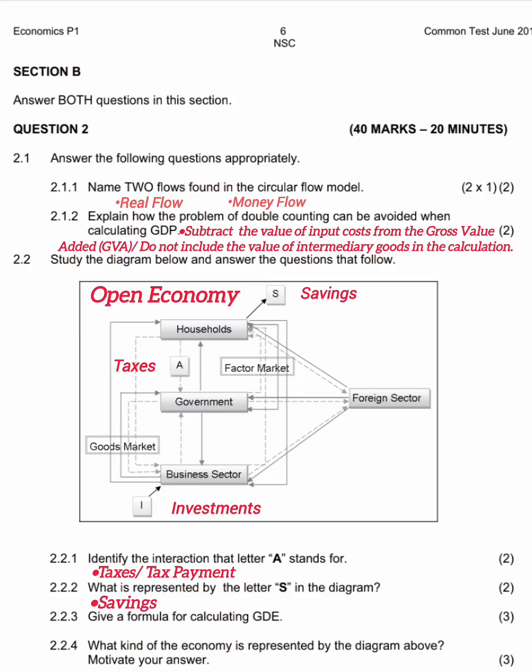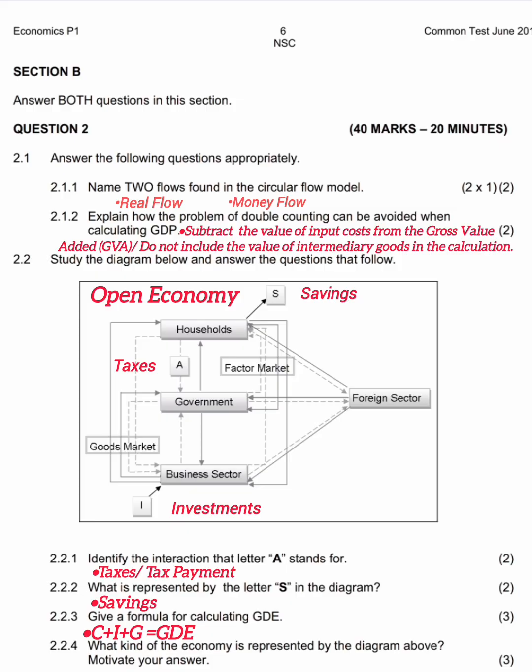So we know that GDE is all the expenditure by the participants. So GDE is consumption by households, investment spending by businesses, and government spending by the government. So it's C plus I plus G. That is our gross domestic expenditure. I hope you're still following.